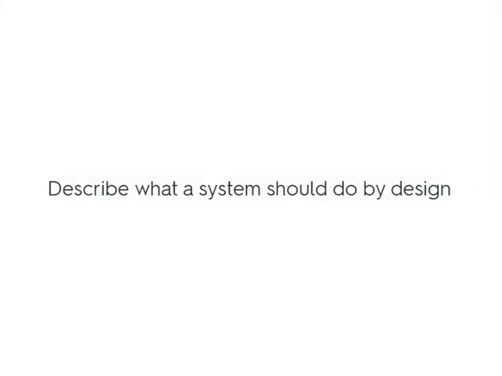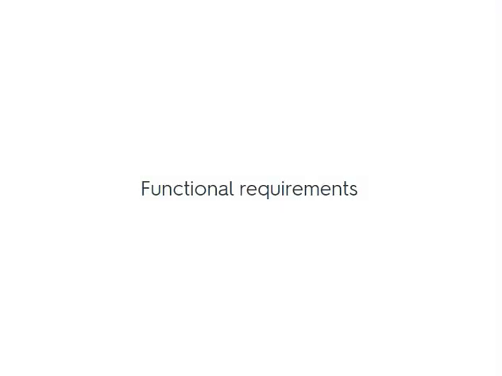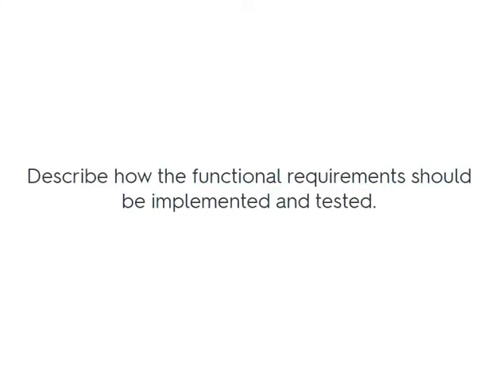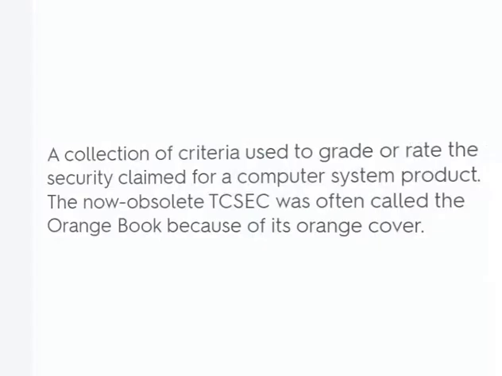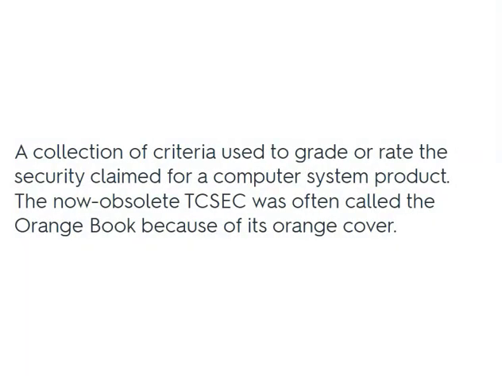Describe what a system should do by design. Functional requirements. Describe how the functional requirements should be implemented and tested. Assurance requirements. A collection of criteria used to grade or rate the security claimed for a computer system product.